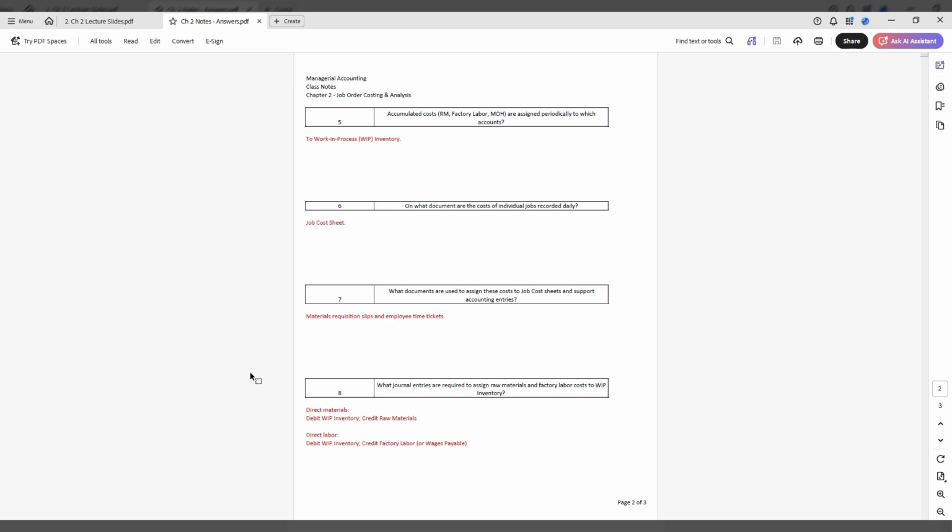So again, for direct materials, debit WIP, credit raw materials. For direct labor, we're going to debit WIP inventory and credit factory labor or wages payable, depending on how the accounting was done initially.